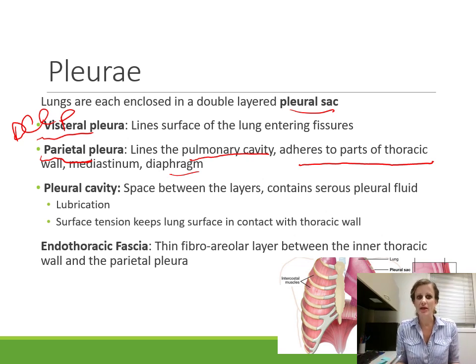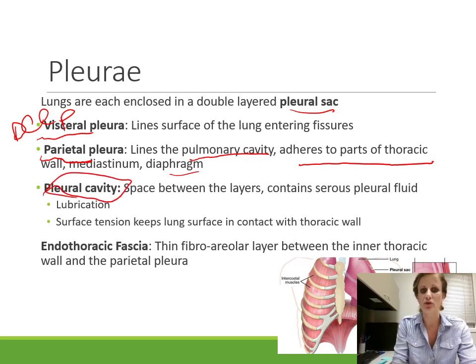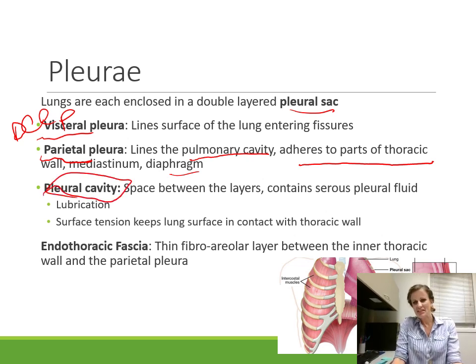So we have these two layers, right? We have the visceral pleura on the inside and then the parietal pleura on the outside. The little space that's between them is referred to as the pleural cavity. And this is a potential space. It's not like an open space with air flowing through it. It should not have air in it. So the pleural cavity is this potential space between the two layers of pleura.